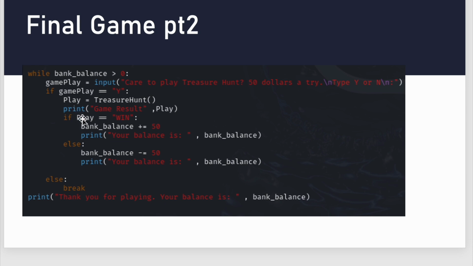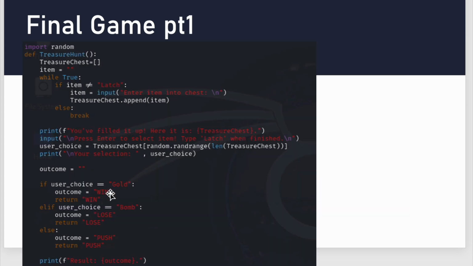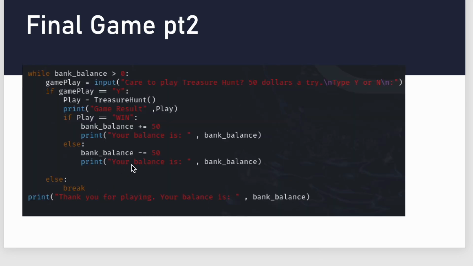Now, if play equals win, or if the logical value of win is equivalent to play, then it increases your bank balance by 50, else it removes it. So in other words, you win $50 if you win, so the only way to win is if you choose gold, and if you get bomb or basically anything other than gold, you lose. You actually lose $50. That's the way casinos work generally.